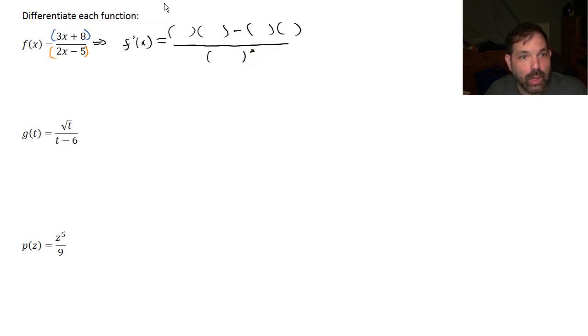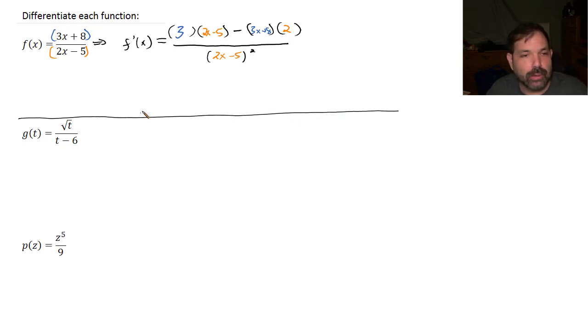All right. We differentiate the top. The derivative of 3x plus 8 is 3. We then leave the bottom alone, 2x minus 5. Minus, we leave the top alone, 3x plus 8. We differentiate the bottom. The derivative of 2x minus 5 is 2. And then in the denominator, we have the denominator square, 2x minus 5 square. Now, that's the quotient rule, but we're not going to leave it like that. We're going to clean this up a bit.